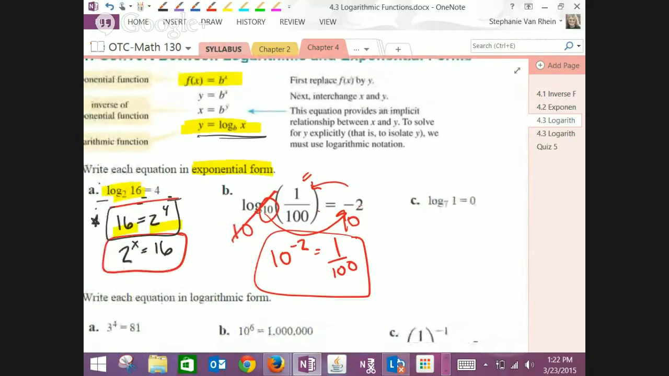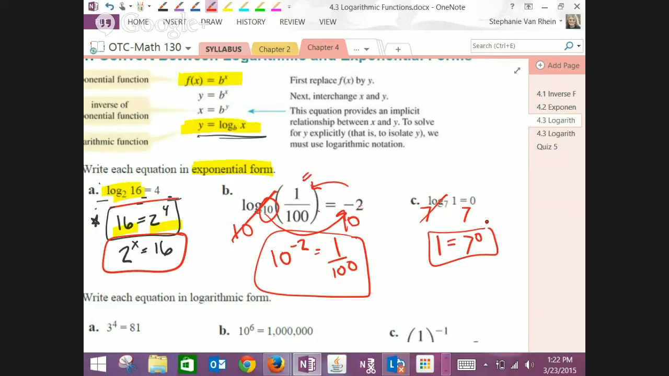What was log base 7 of 1 equals 0? Yeah, 7 to the 0 equals 1. So if I take 7 to this side and 7 to this side, it would say 1 equals 7 to the 0. So log base b of 1 is always going to be 0.